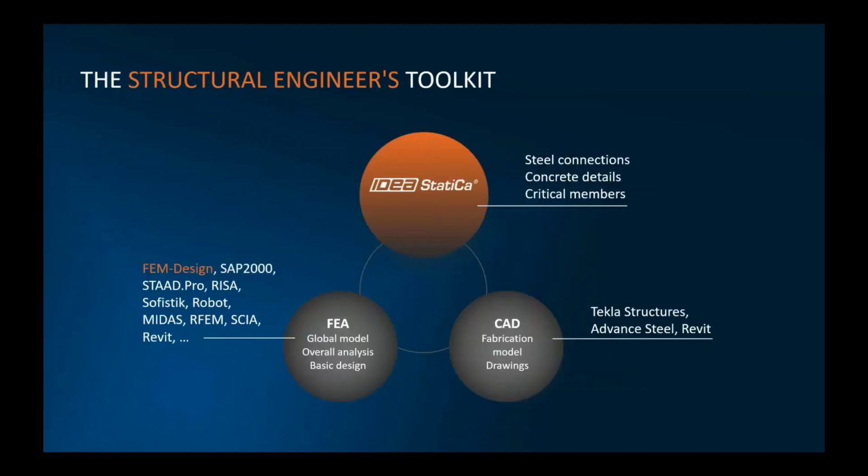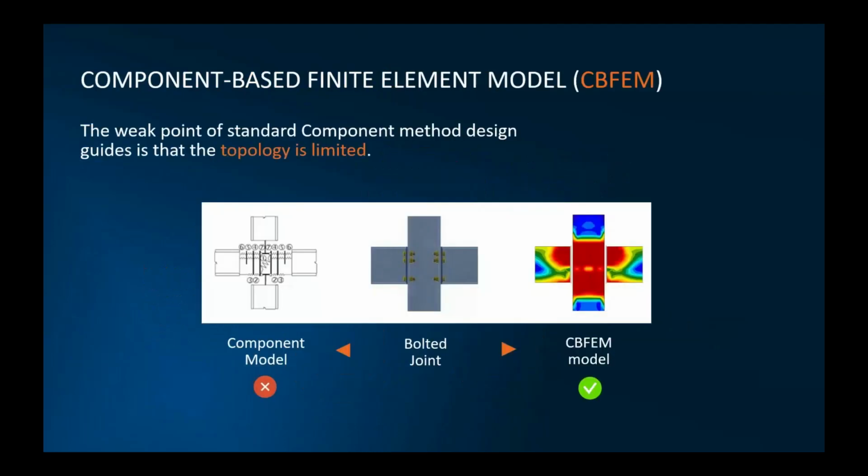From the perspective of an engineer's toolkit, a typical structural engineer would have global structural analysis software such as FEM-Design, then perhaps some CAD solutions such as Tekla or Revit, and then what he needs as well is something to do the code checks of details, and this is what IDEA StatiCa is for. So this would be the ideal toolkit of a structural engineer.